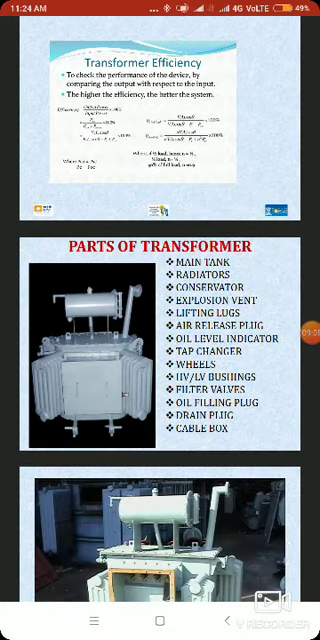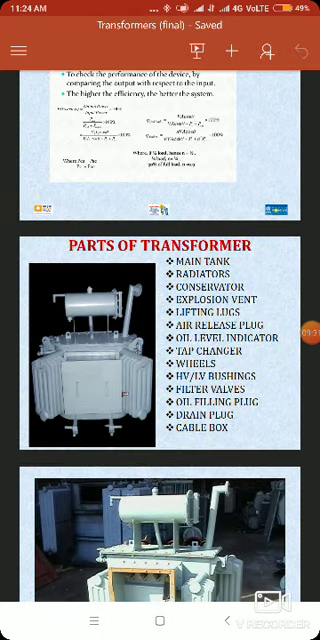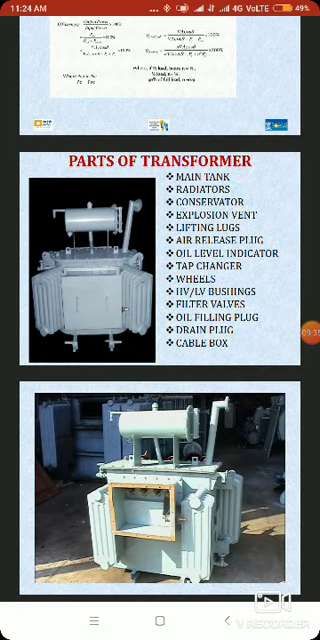The main parts are the main tank, then the radiators which you see on the side, then the conservator, then the explosion vent. The explosion vent is for smaller size transformers, but for larger sizes it is the PRV. Then the lifting lugs, air release plug, oil level indicator, tap changer, then wheels, HV and LV bushings, filter valves, oil filling plug, drain plug, cable box. This is what the transformer looks like.